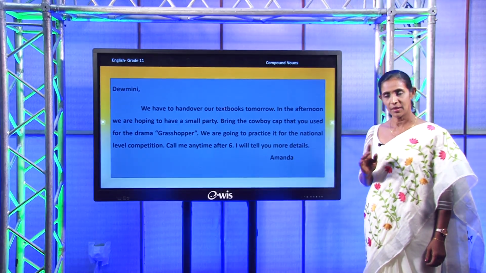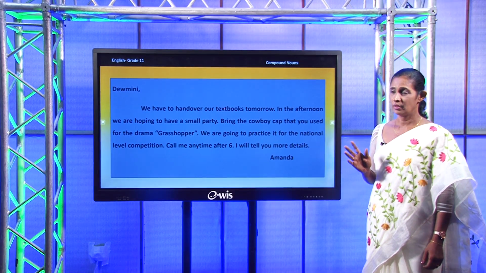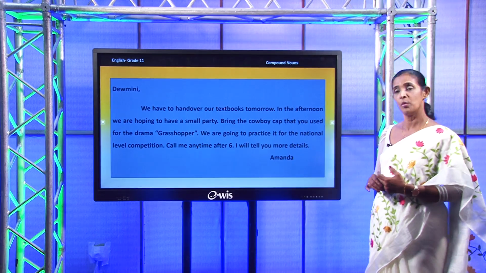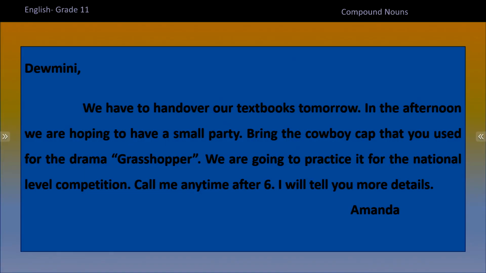Okay, let's see what we are going to do with the note. Now, we learned about compound nouns, and in this note, we've got 5 compound nouns. See whether you can identify them. If you want, you can read it again, go through the lines and see whether you can identify the compound nouns. Just write them in your notebook. Hope you have got them correct. Now children, let's check the answers.